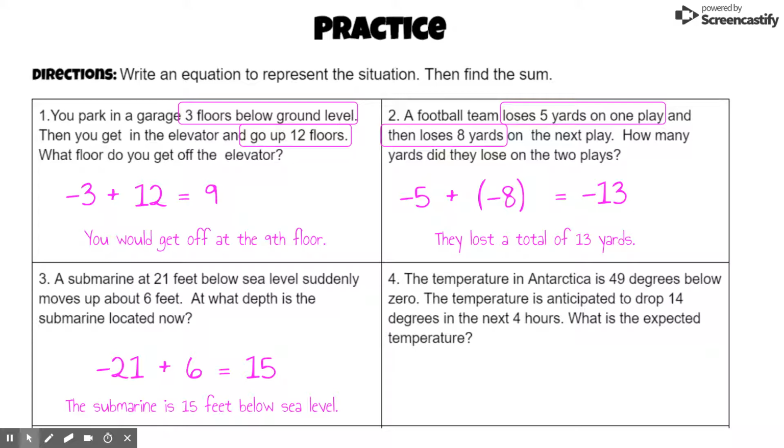For number 4, the temperature in Antarctica is 49 degrees below zero. The temperature is anticipated to drop 14 degrees in the next 4 hours. What is the expected temperature? Your equation should have been a negative 49 plus a drop of 14 degrees, which would be represented by the integer negative 14. And when we add those together, our total would be a negative 63. So the expected temperature would be negative 63 degrees.